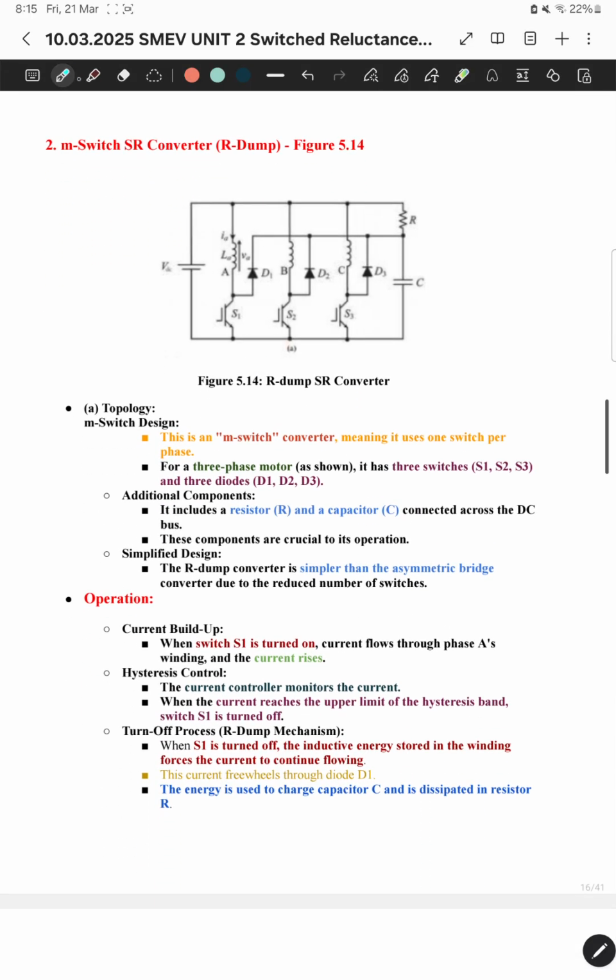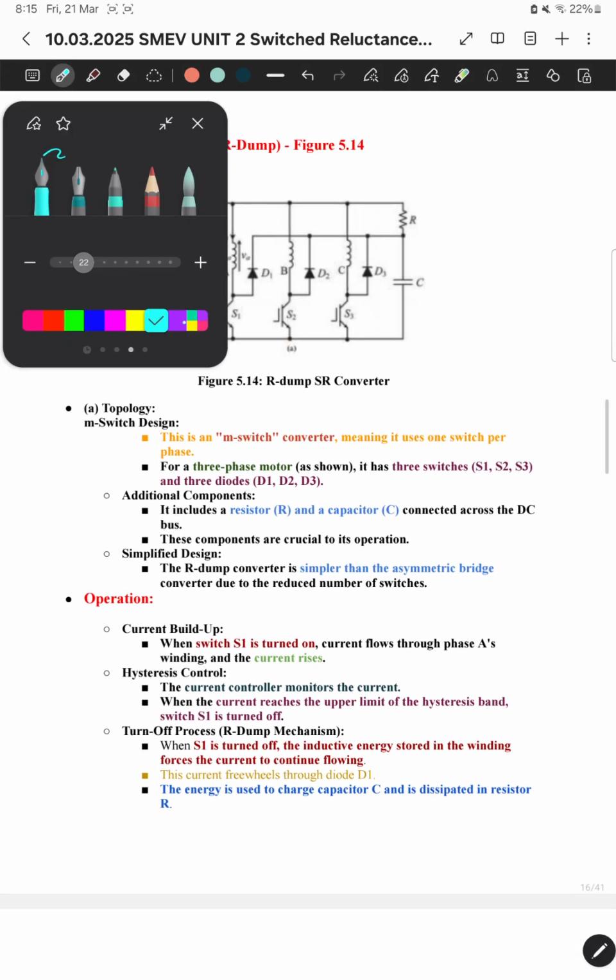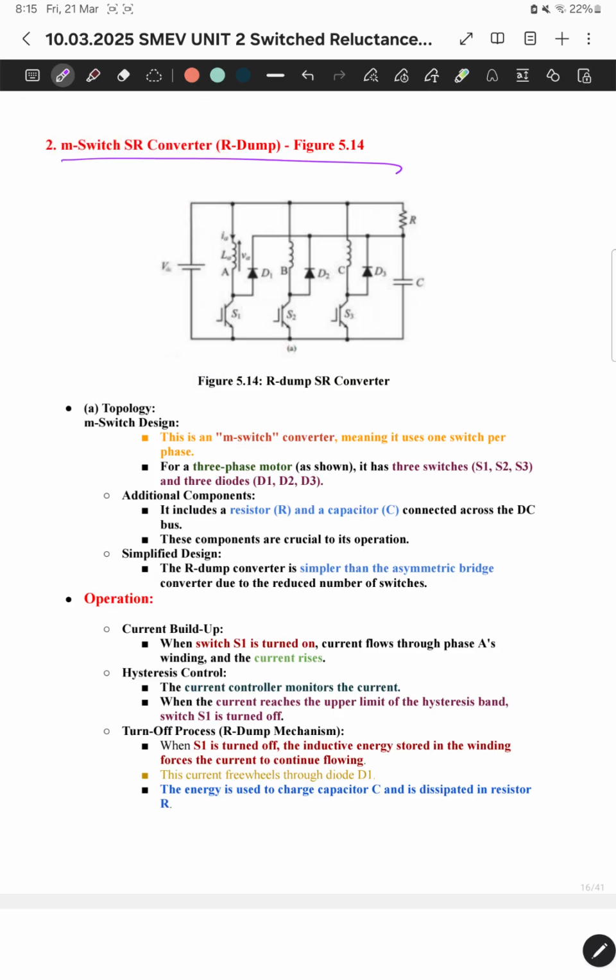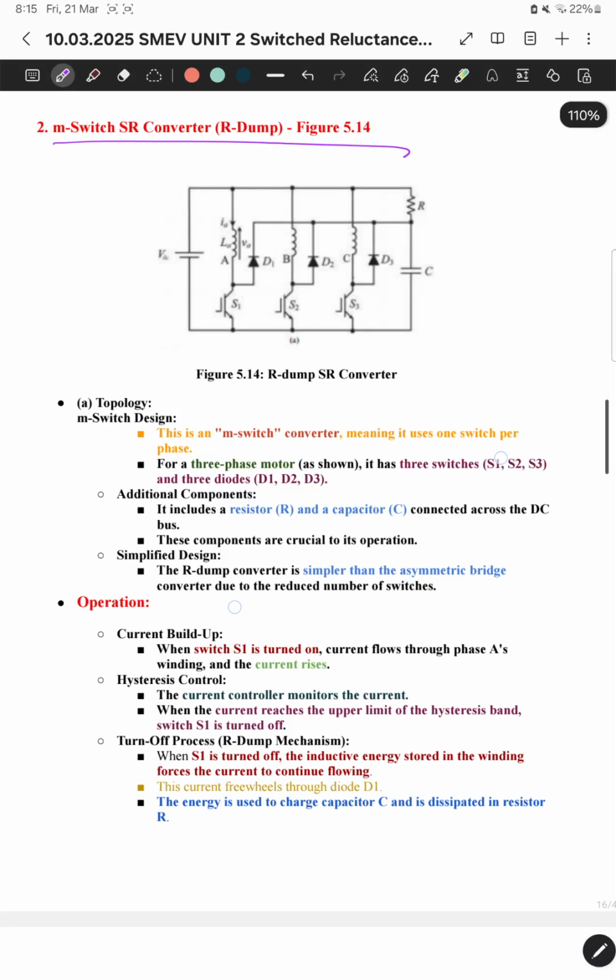And coming to the second, we will discuss the second converter, the M switch SR converter. The M switch SR converter is also called the R-dump converter here.